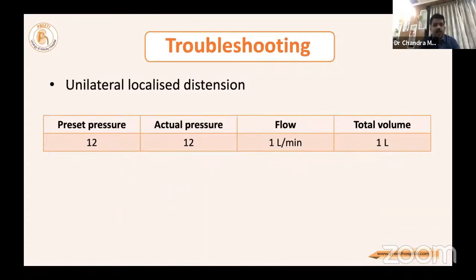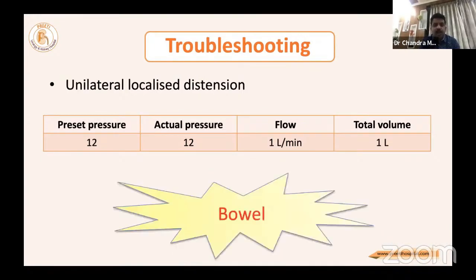Now coming to unilateral localized distension: 12 pressure, 1 liter per minute and 1 liter has gone, bowel. Don't think that in bowel all the air will go into the upper small bowel, then colon. It won't. It will be only a segment of bowel. Immediately the pressure will rise. So with a small amount of flow, pressure will rise. It will not distribute to the entire bowel.